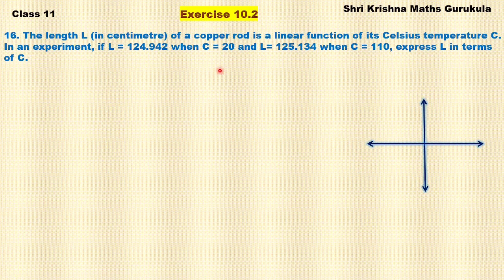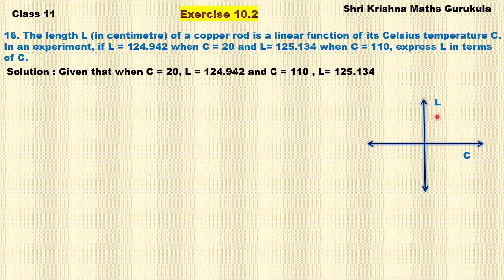But length of the rod is a dependent variable. It depends on the temperature. As temperature is changing, length of the copper rod is changing. So what do you understand from this? It is clear that temperature is the independent variable and L, the length of the copper rod, is the dependent variable. By general convention, X is the independent variable. So I will be considering temperature along X-axis. And by general convention, Y is the dependent variable. So I will be considering length of the copper rod along Y-axis.